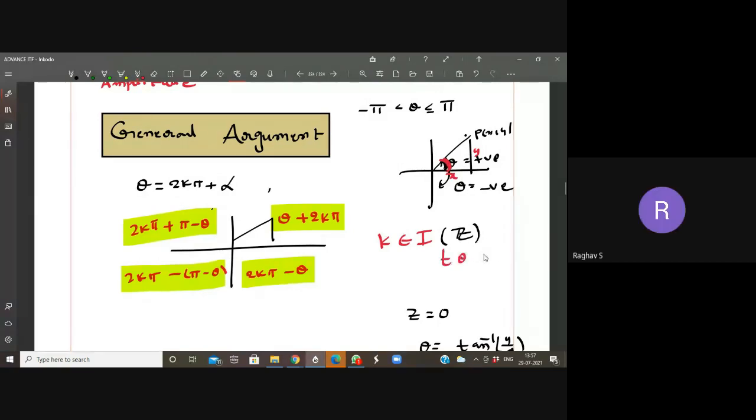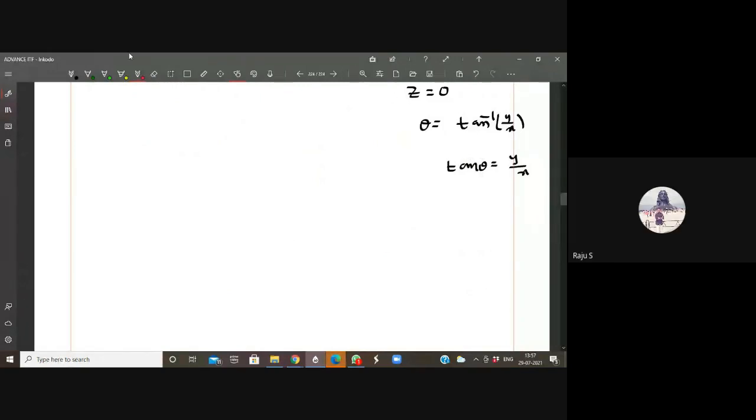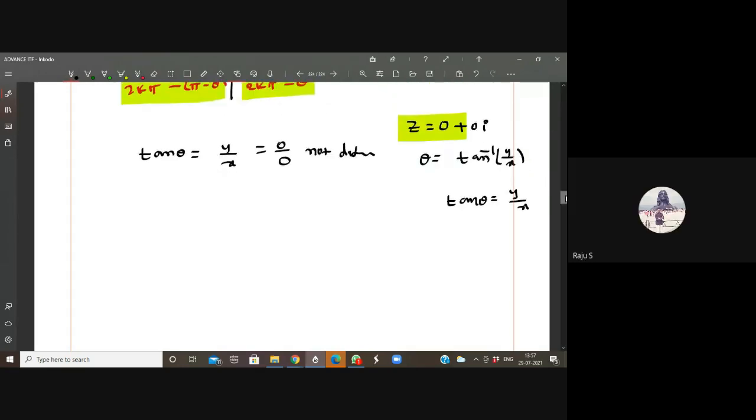Are you sure? What I'm asking is, what is the principal argument of z equal to 0? Then tan theta is equal to what? Y by x. What is y? 0. By 0. Then is tan theta defined? Not defined. Not defined means we cannot find any argument. We cannot find the theta.